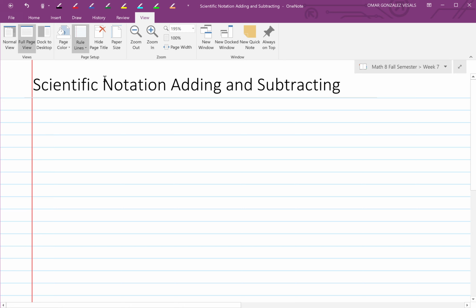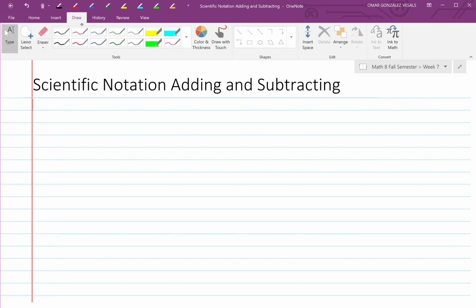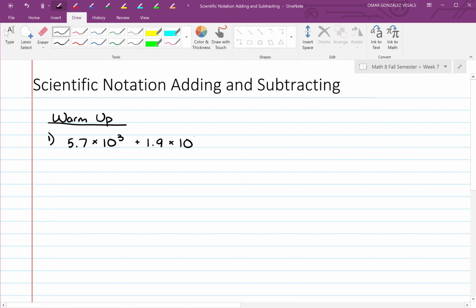Yesterday, when we were adding in scientific notation, like you guys mentioned earlier, we had the same exponent, right? Let's start off with that as a warm up. Give you guys a minute.